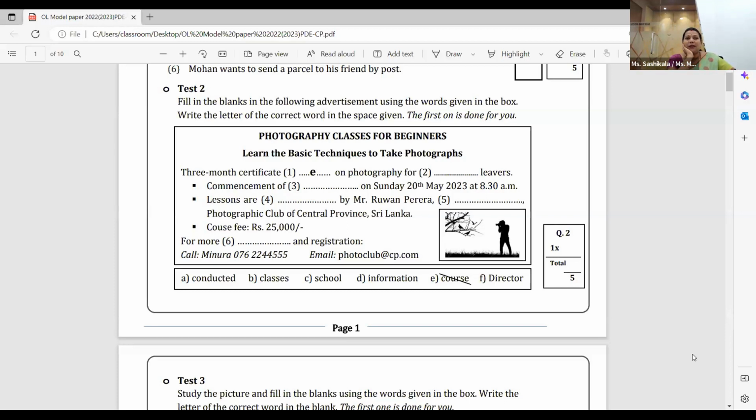Okay, the first one. 3-month certificate, the answer is the course on photography for blank leavers.